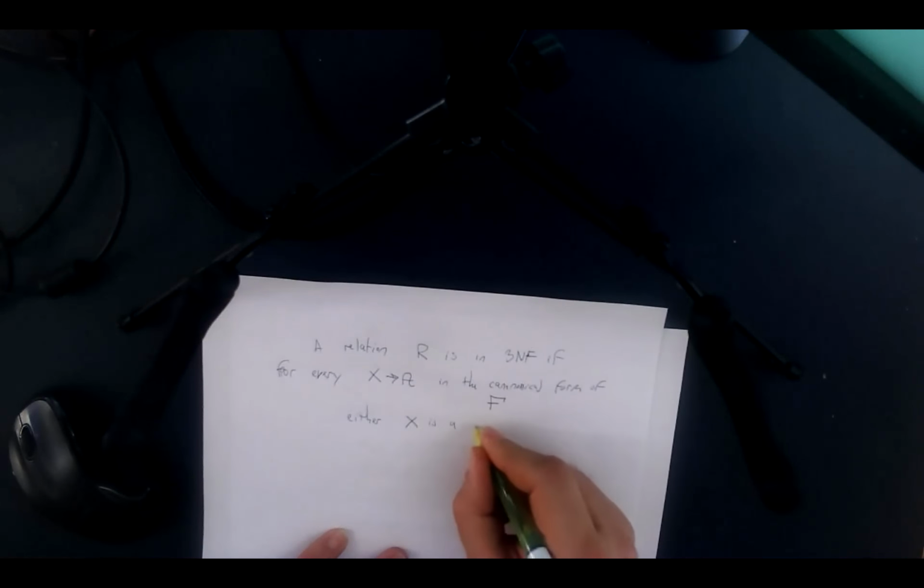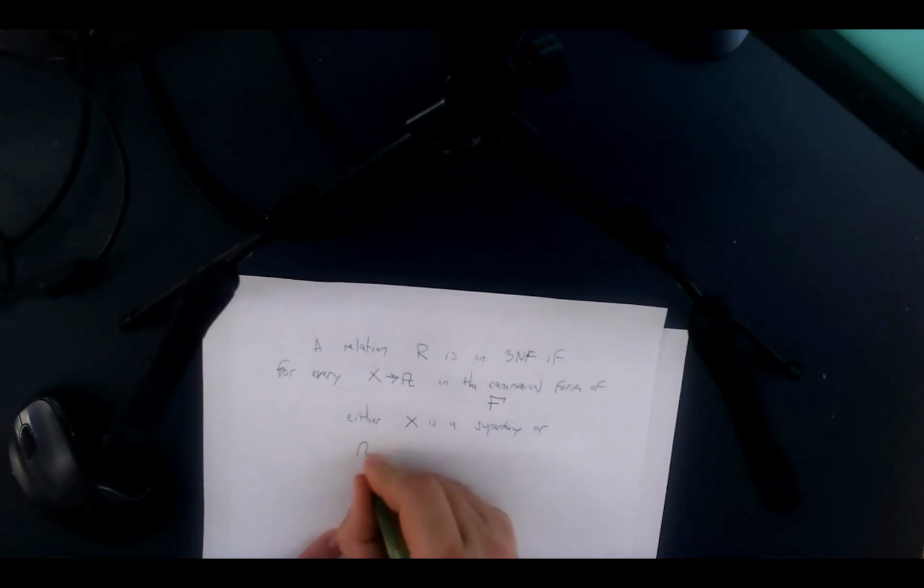So for every X goes to some A, either X is a superkey or A is prime. Those are the two conditions.